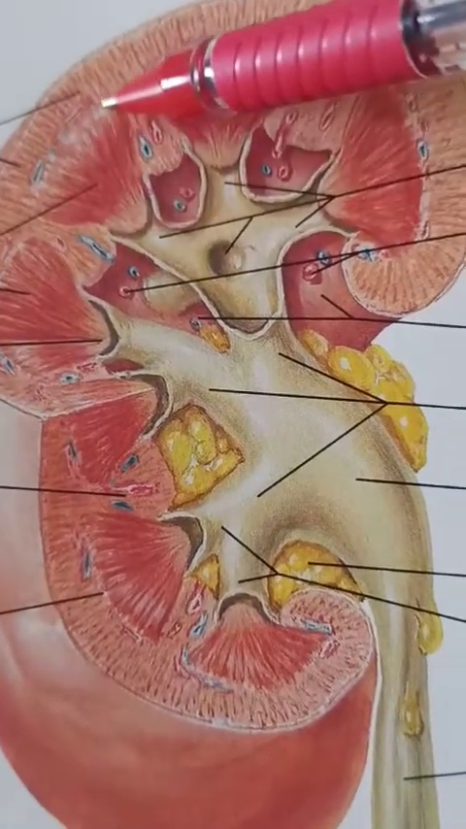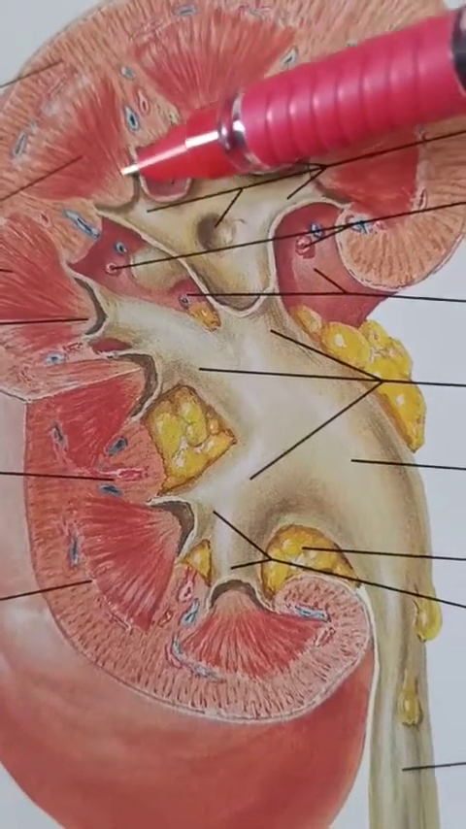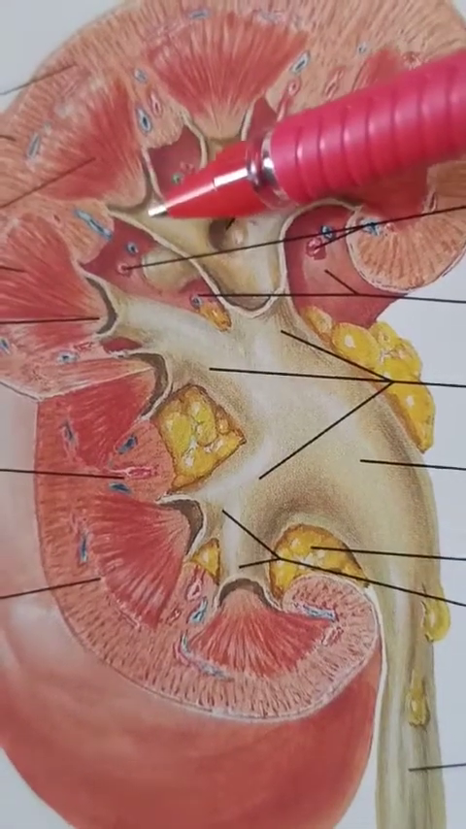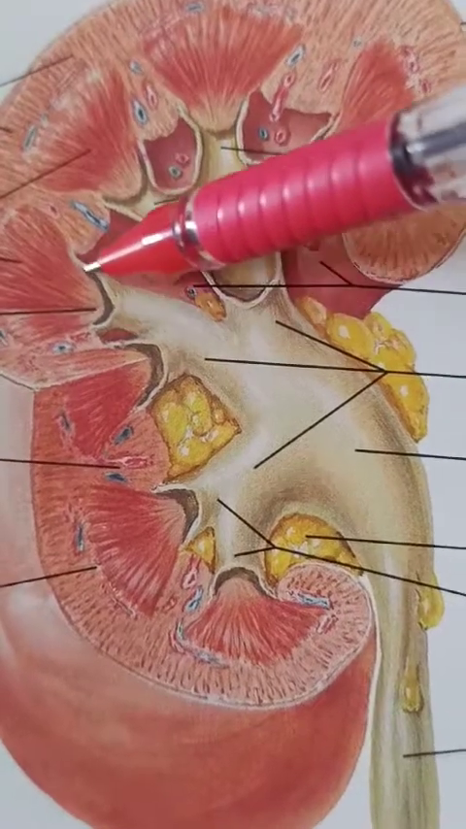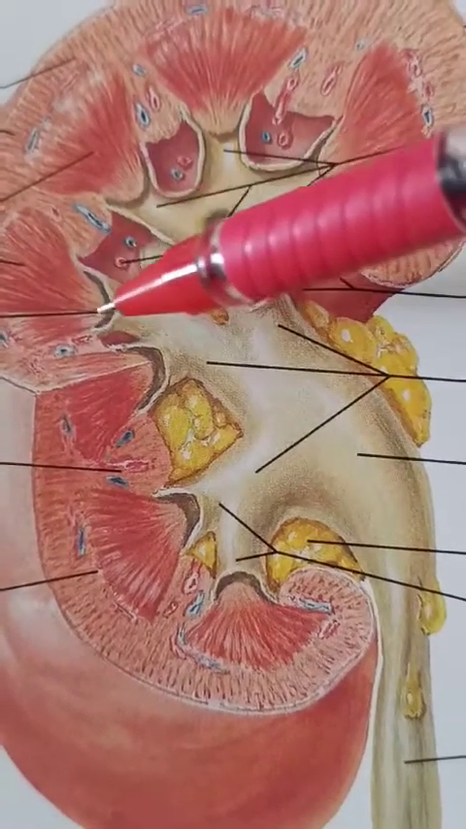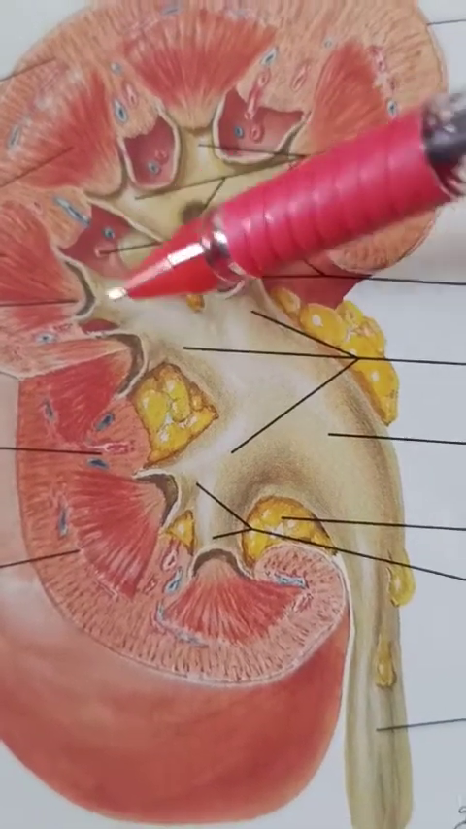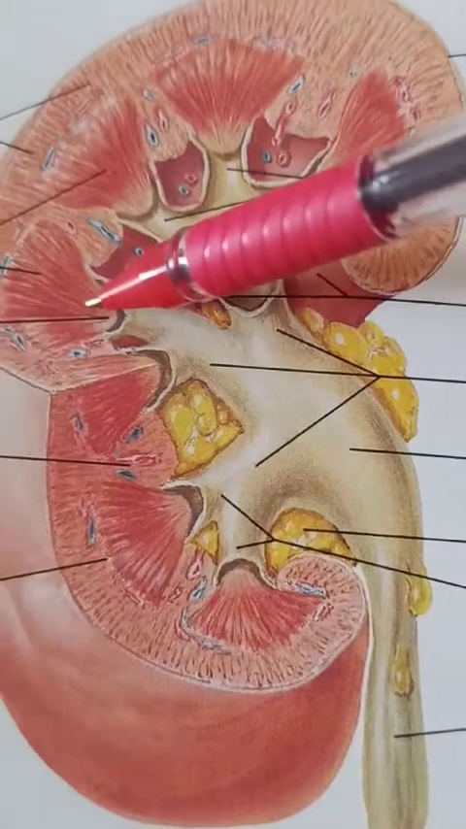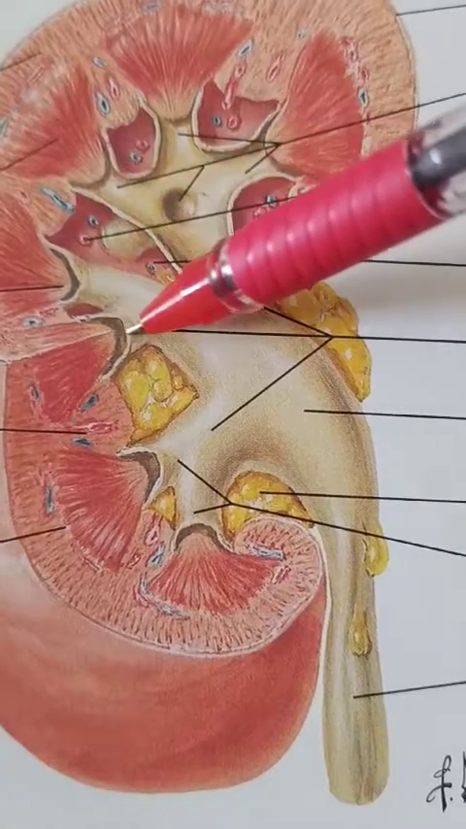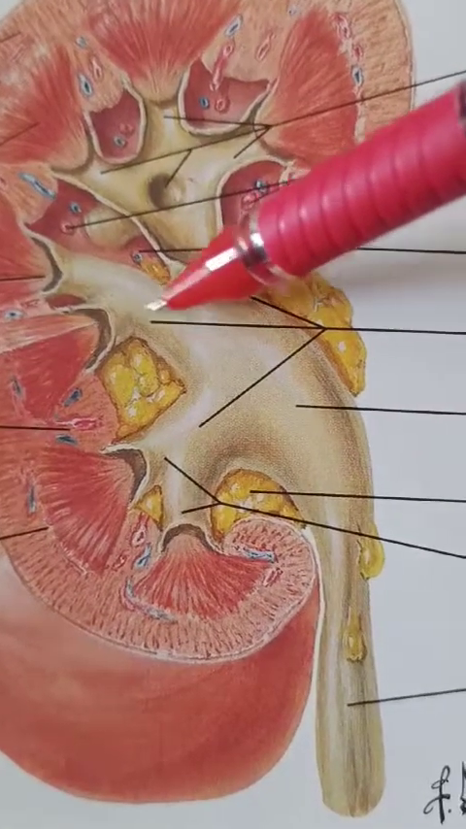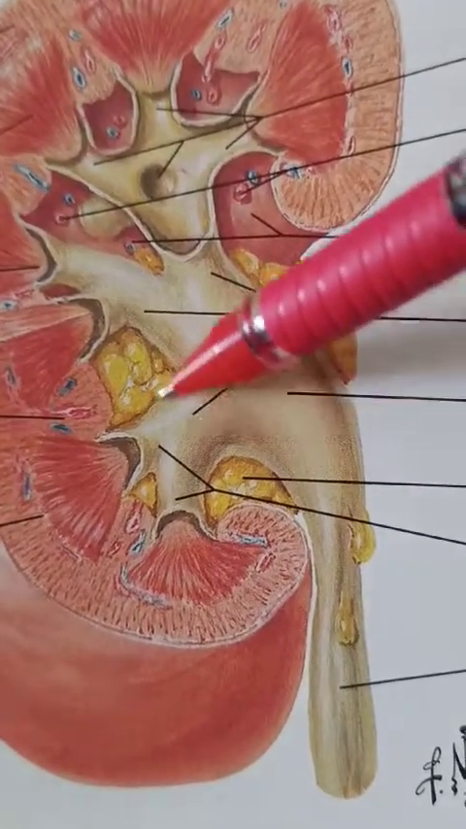This pyramid has a basal portion and an apical portion. The apical portion will collect the urine, and this urine will pass into a cup-like structure. These are known as minor calyx. Minor means small, calyx means cup. So the urine will be collected in the minor calyx, and 2 or 3 minor calyces join together to form a major calyx.